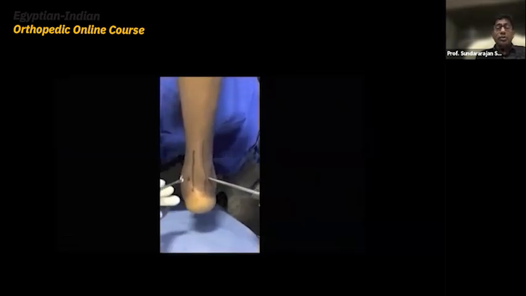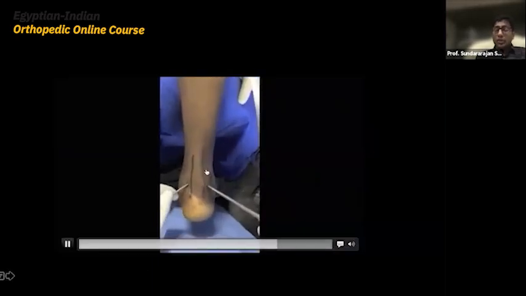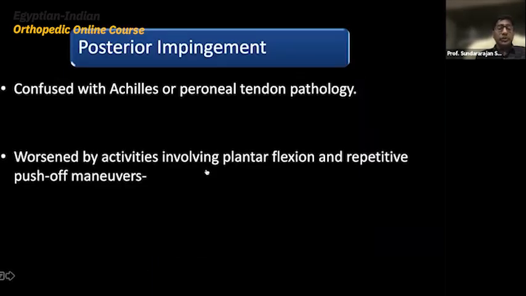Again, it's a blind procedure. Usually I use the mosquito to remove all the fat pad under the Achilles tendon so that you can easily visualize the joint space. One of the common diagnoses where you can go ahead with posterior ankle arthroscopy is posterior impingement.